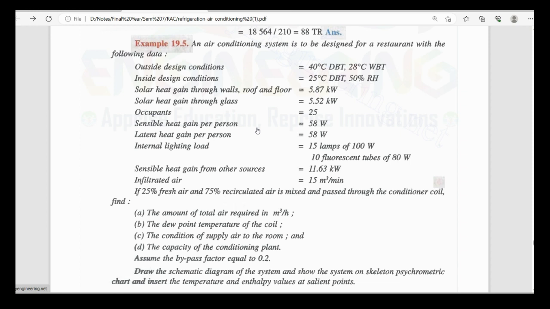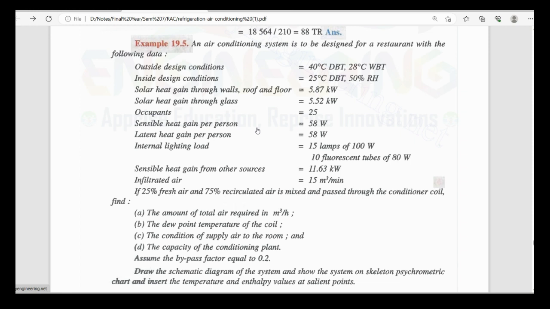Sensible heat gain per person is 58 watt and latent heat gain is 58 watt. So here the heat gain is given the same. Now the internal lighting load, which is 15 lamps of 100 watt each. Now 10 fluorescent tubes of 80 watt each. So in total there are 15 lamps of 100 watt and 10 tubes of 80 watt. So this lighting load is given, and sensible heat gain from other sources is given as 11.63 kilowatt. So this we must add into our calculated heat load.